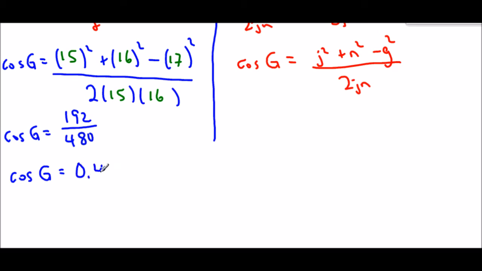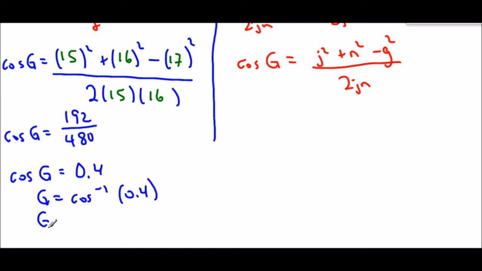So now I can actually find angle G. So the cosine of G is 0.4. So to find G itself, I need to undo cosine. And the way we undo cosine is by doing inverse cosine on both sides. So inverse cosine of 0.4.